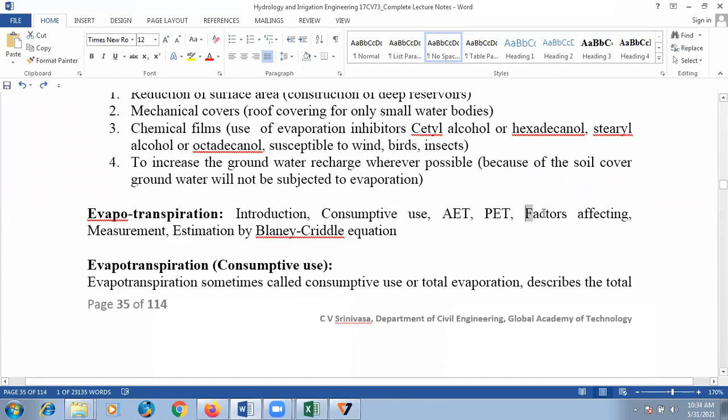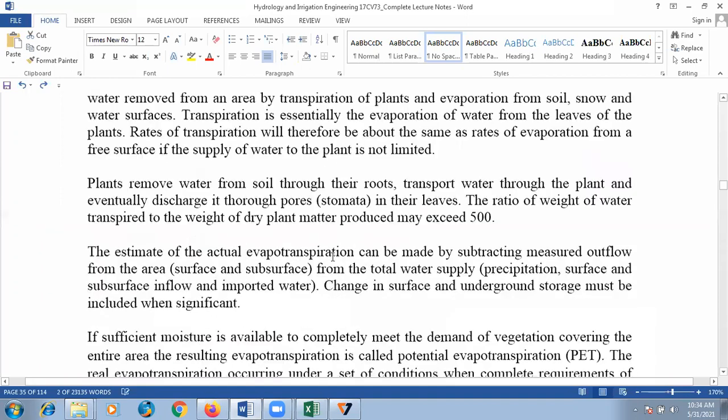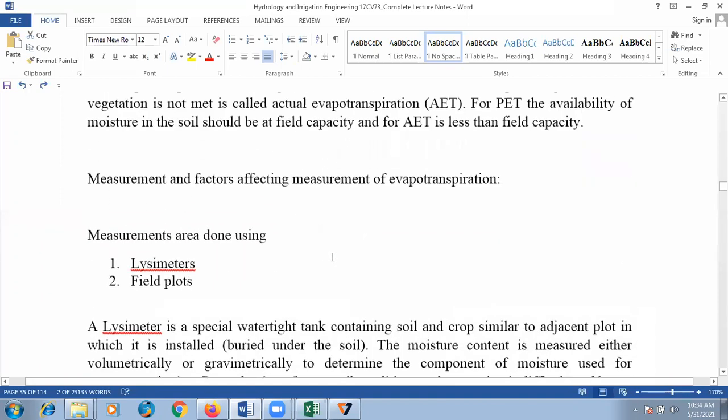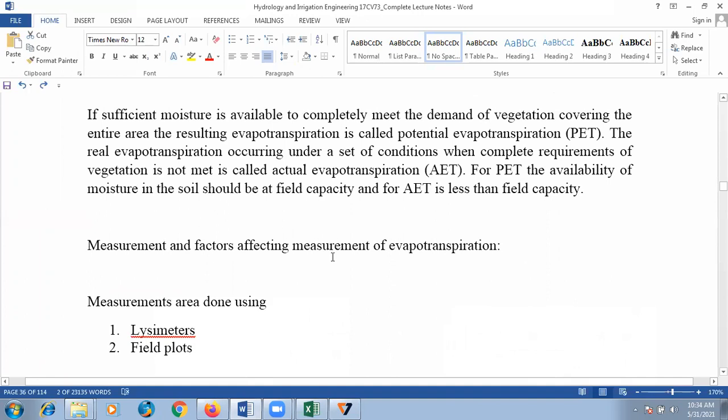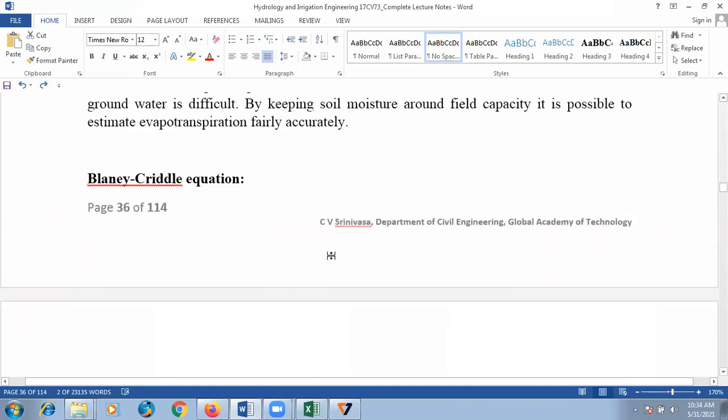So next we will look at what factors affect this evapotranspiration. I have said it already. See here, there are a variety of means by which we can measure them, but there are factors which affect it.